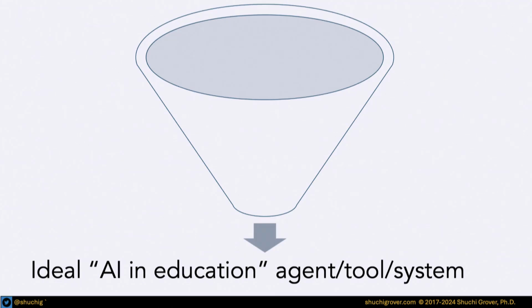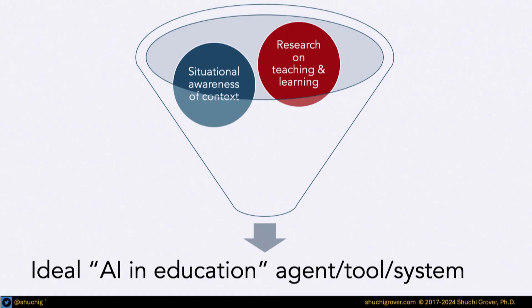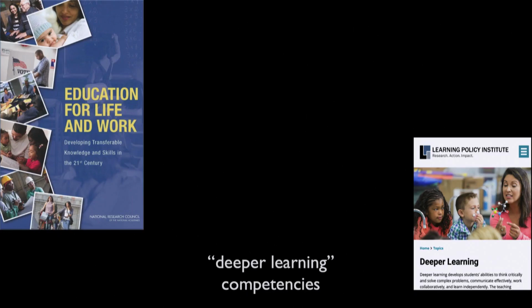So to me, an ideal AI in education system needs to have situational awareness. It needs to be built with research on teaching and learning and attend to issues of ethics and justice, which is a great segue to the last portion of the talk, AI-powered socio-technical systems and how the social and learning sciences can guide us. So to understand what students need to learn and the kinds of skills they need to develop, I've found the deeper learning framework to be particularly useful in my work.